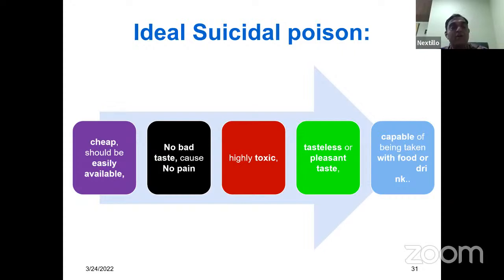Yes, you can write it down in the chat box. What is an ideal suicidal poison? Yes, friends, you can write it down in the chat box. Ideal suicidal poisons. Anyone know about the ideal suicidal poisons?